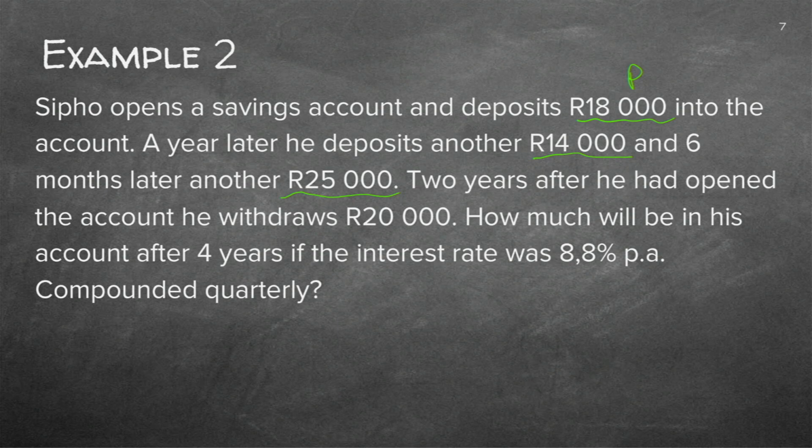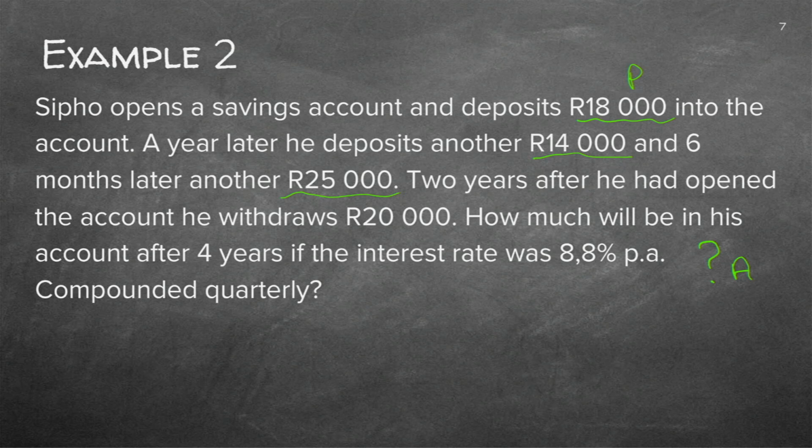2 years after he had opened the account, so 2 years after the very start, he withdraws 20,000. So you see how many things you can actually do with one calculation. How much will be in his account after 4 years? So what are they asking? The end amount. They're asking the end amount after 4 years.